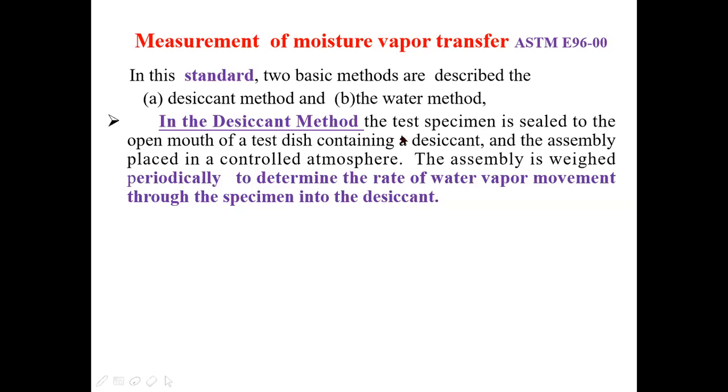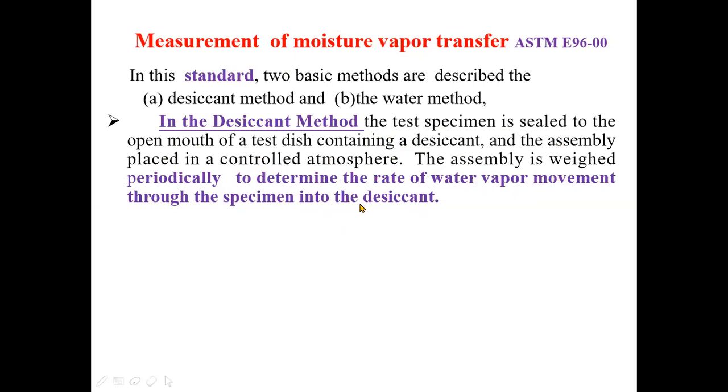In the desiccant method, the test specimen is sealed to the open mouth of a test dish containing a desiccant. That means what we have to do here: first we have to put the desiccant, say calcium chloride, inside the test dish, and we have to seal the mouth of the test dish. Now the assembly is weighed periodically to determine the rate of water vapor movement through the specimen into the desiccant.